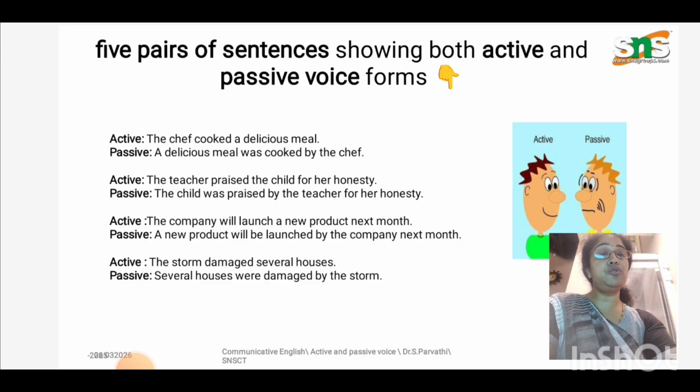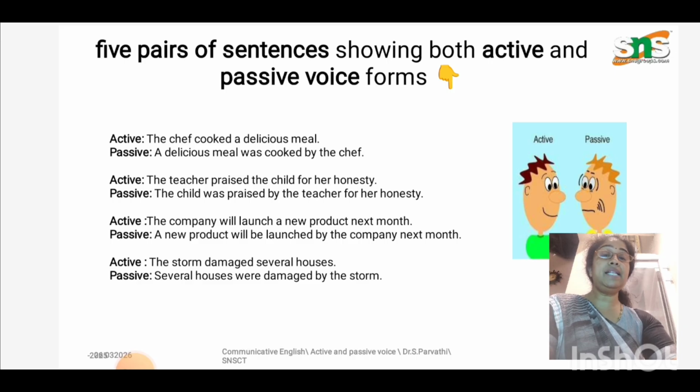When it comes to passive voice, your object turns into a subject. A delicious meal is a singular thing, so you are choosing the singular verb was. Because in the active voice, cooked is in the past tense. That's why you are using was cooked by the chef.